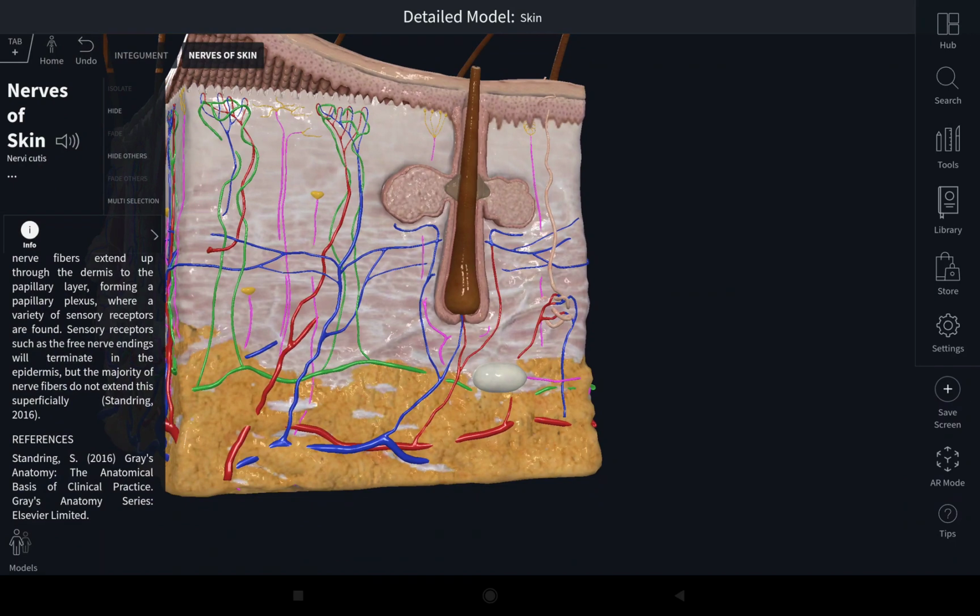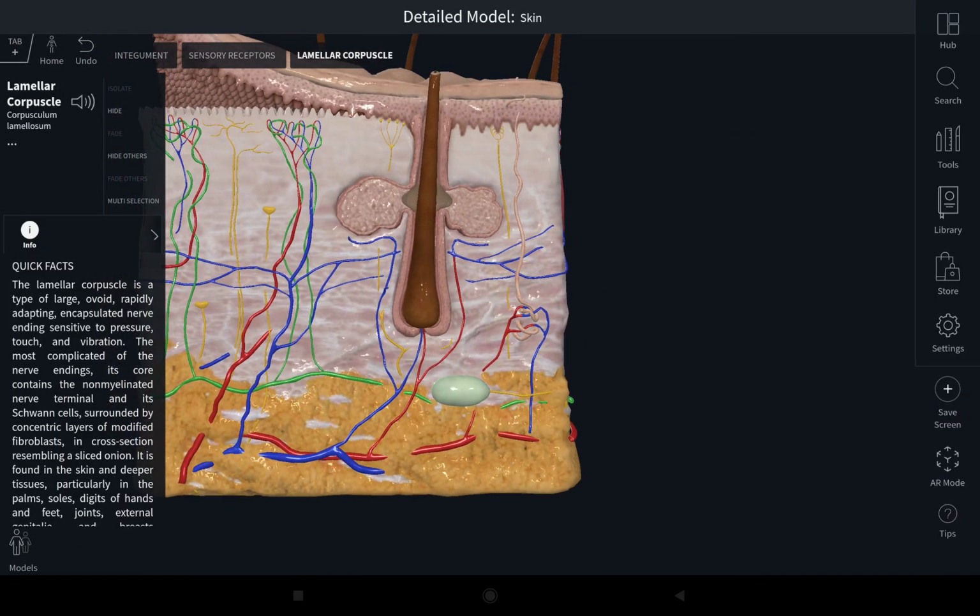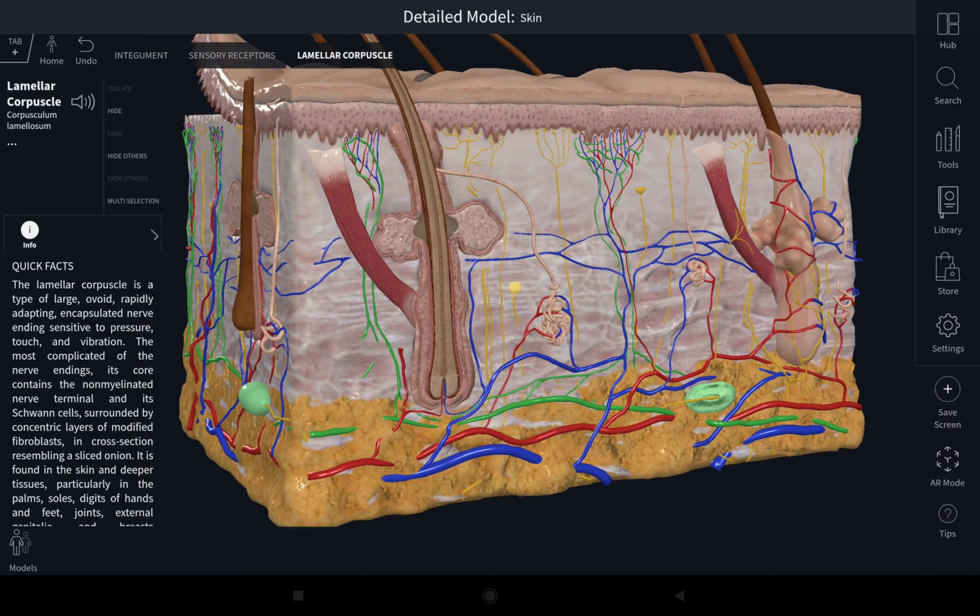Now, the next structure is the lamellar corpuscle. This is the lamellar corpuscle. This is also the lamellar corpuscle.